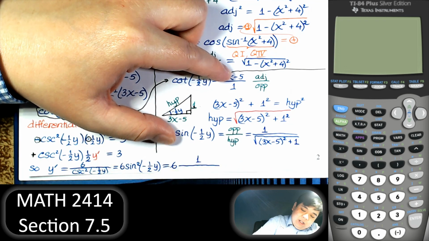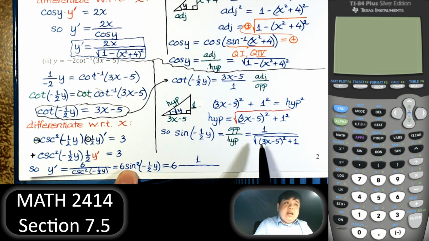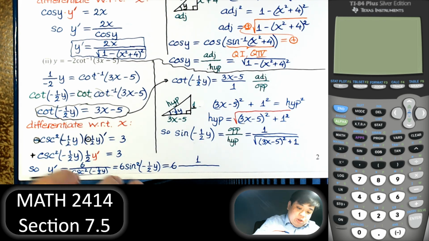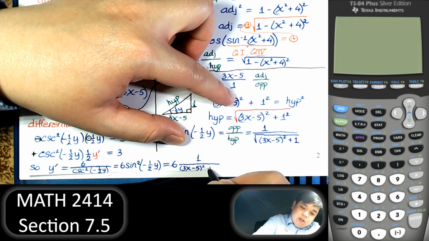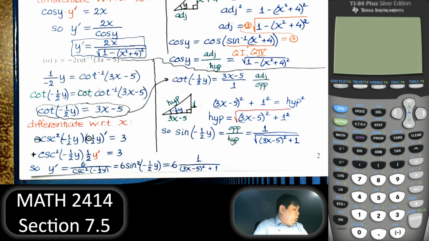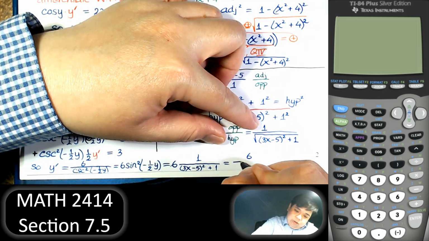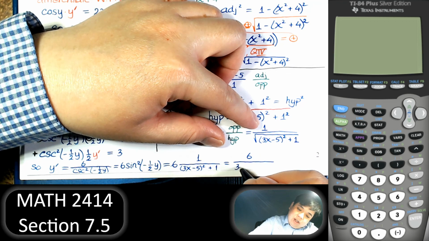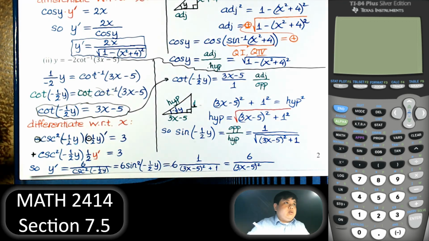1 square, cancel the square root, or undo the square root. So we do not have the square root anymore. We just have 3x minus 5 square plus 1. Or if we want to write that, it is going to be 6 over 3x minus 5 square plus 1.